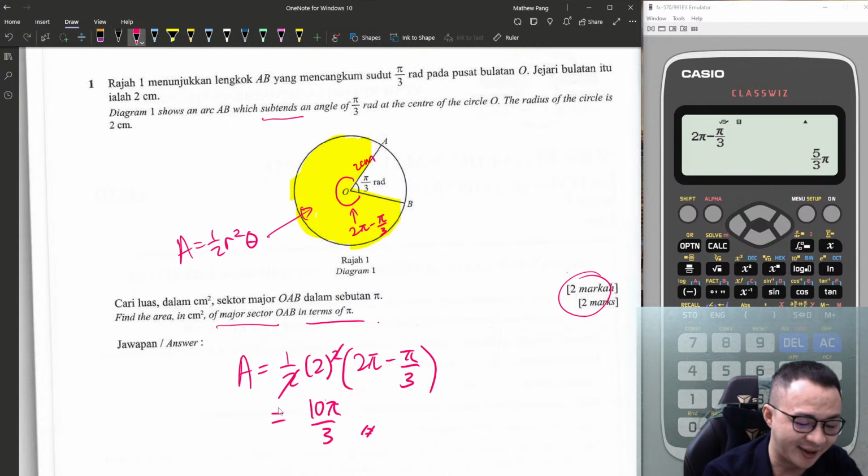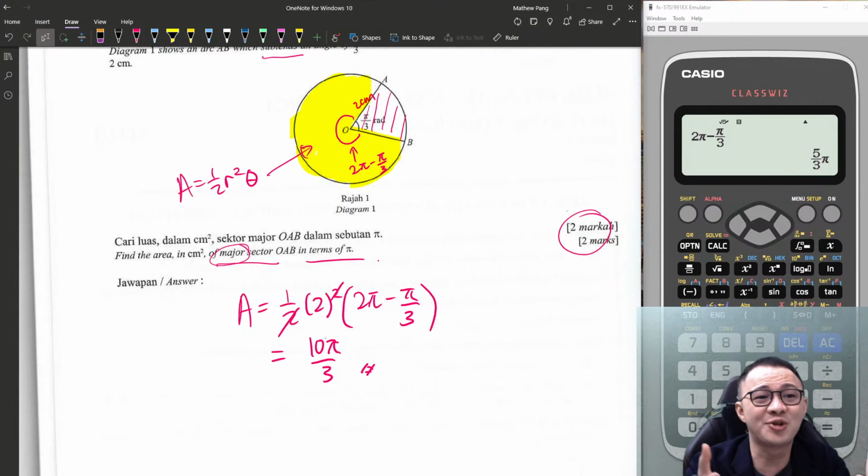But pay attention to the words major sector. Because if you find the minor sector, you're going to find this sector, right? So which is not correct. Of course, you can still use pi r square minus the minor sector to get the major sector. If you want to do that, yeah, you can go ahead and do that.